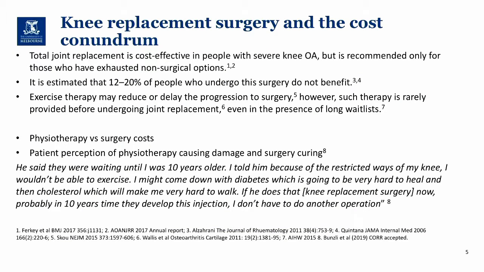So we have, of course, knee replacement surgery, and we also have the cost conundrum. Because whilst we know that total joint replacement, and we've seen it already with Philip earlier today, it's cost effective, particularly with people with severe knee osteoarthritis, it is only supposed to be for people that have exhausted some non-surgical options first. Then we have this issue of hearing that 1 in 5 or potentially more people might not get the benefits that they're wanting or expecting from their surgery.